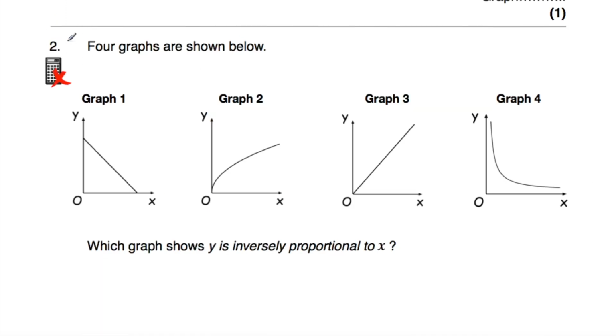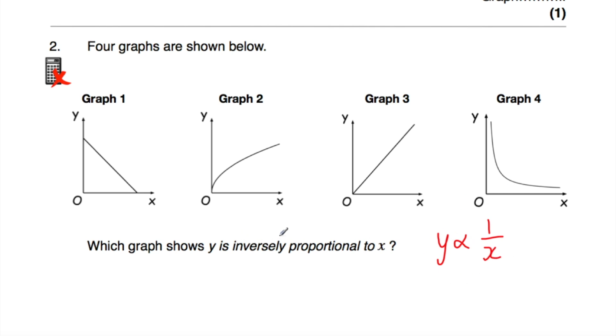Okay, let's look at our next question, question number 2. Question number 2 says 4 graphs are shown below. So we've got graph 1, graph 2, graph 3 and graph 4. And we've been asked which graph shows y is inversely proportional to x. So y is inversely proportional to x.